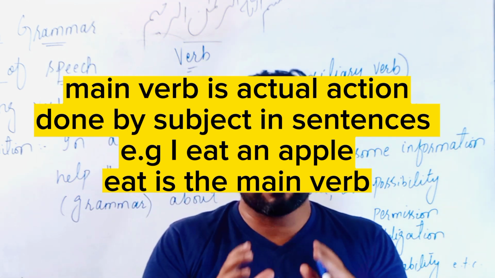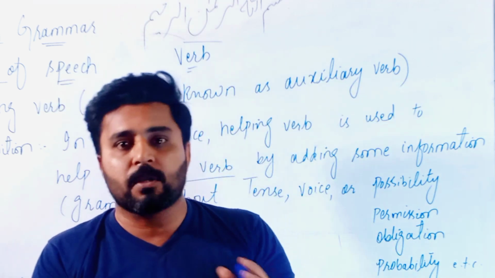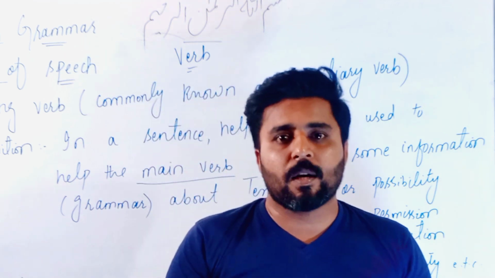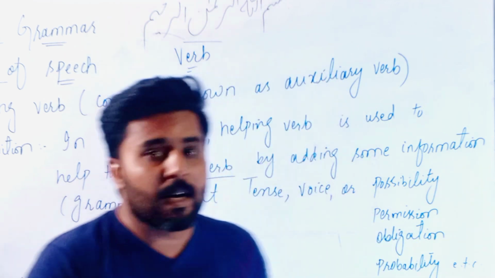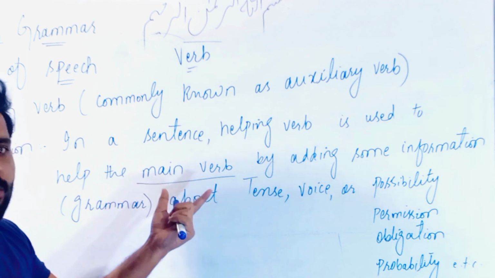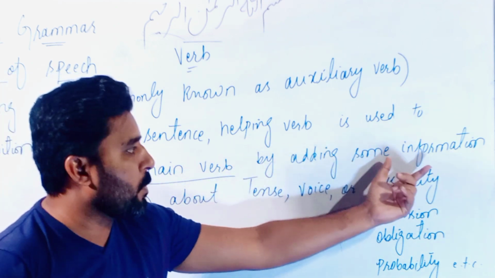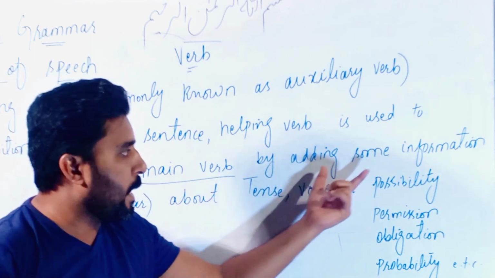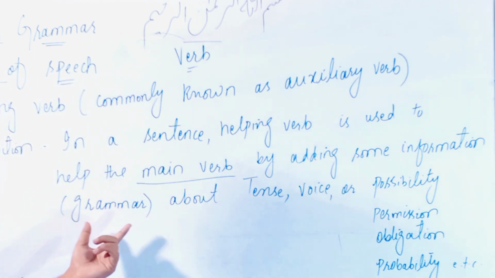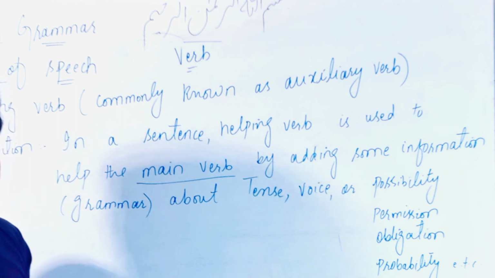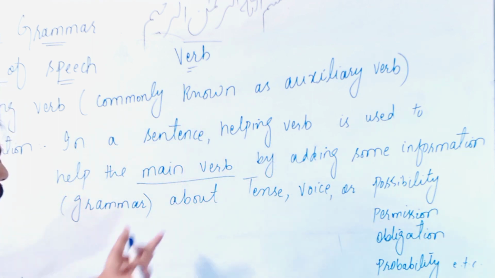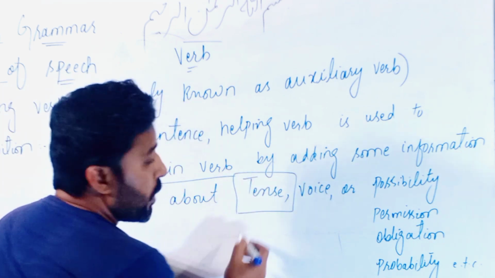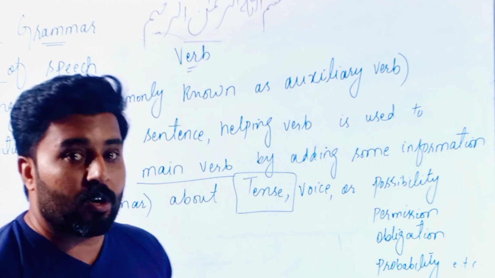कि actual action, actual function of the subject जो है उस sentence में क्या है? So if we ask the sentence what the subject is doing, then the answer will be given through the main verb by adding some information. So a helping verb helps the main verb. How does it help? It adds some information, and that information is no doubt grammatical information, about tense. So with the help of a helping verb we come to know which tense we are talking in.